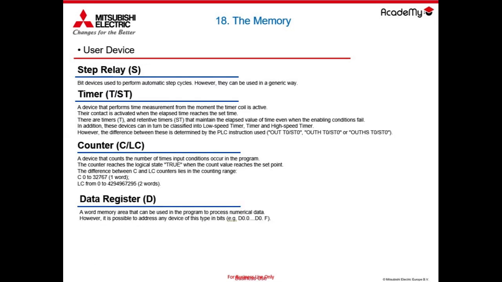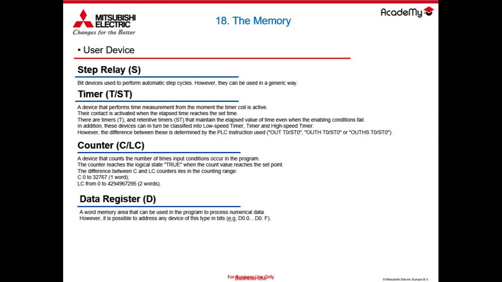There are also timer type user devices, so a device that follows the time measurement from the moment the timer coil is activated. The relative contact is activated when the elapsed time reaches the set time. There are different types of timer, retentive and not, 16-bit or long, identified with the letter L, which are 32-bit. They are also distinguished in low speed timer and high speed timer. This is based on the PLC instruction used, so the same timer can work in low speed or high speed.